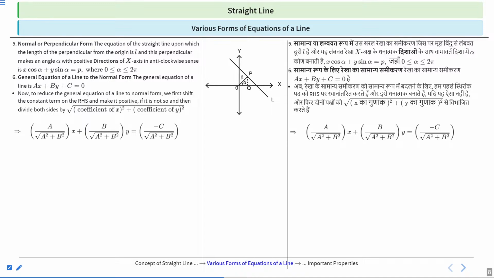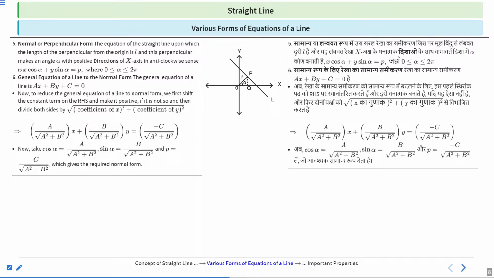So we can represent the given general equation of a line as follows. We keep the c on the right hand side, and divide both sides by root over coefficient of x square plus coefficient of y square. The coefficient of x is a here and the coefficient of y is b here. So we divide by root over a square plus b square: a upon root over a square plus b square into x plus b upon root over a square plus b square into y is equal to negative of c upon root over a square plus b square. Got it?